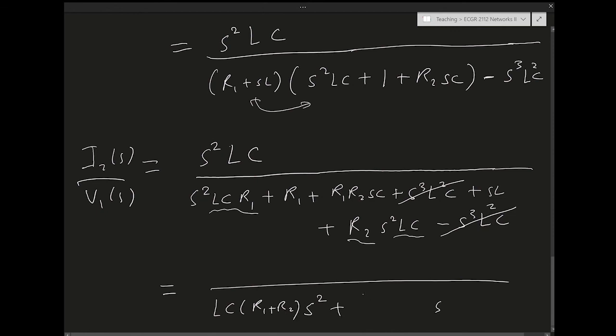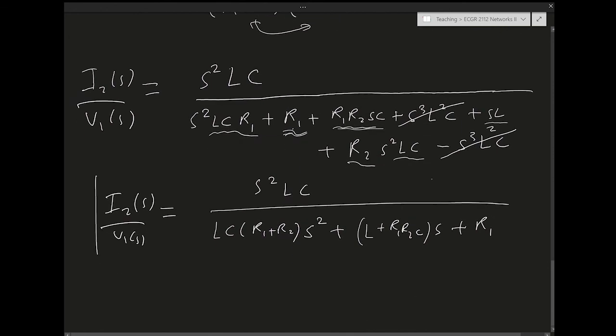What about the S term? Well, S, I have here R1, R2, C, S. What else? And I have SL, right? So I have R1, R2, C and L. So I have a term that is coefficient that's L plus R1 R2 C. So I covered that. And then finally, the coefficient of S to the power 0, which is just simply R1. And then I have S squared LC. So this is I2S over V1S. And this is it. This is the transfer function.